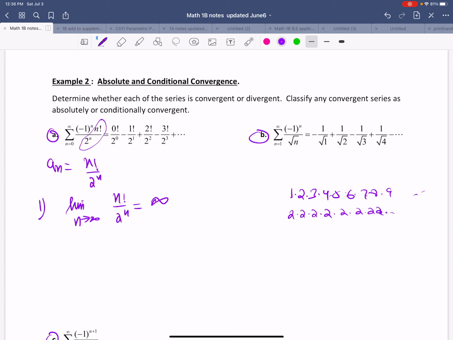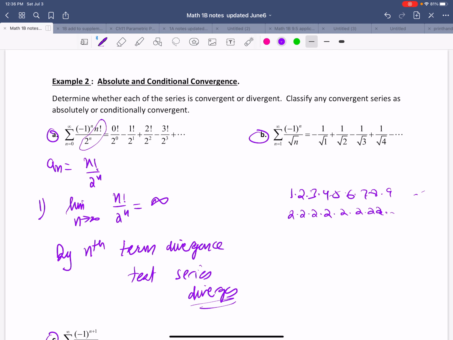If this limit goes to infinity, then we don't even need to check the second condition. By the nth term divergence test, the series diverges. The series we had in the question, negative 1 to the power n, n factorial over 2 to the power n, diverges.